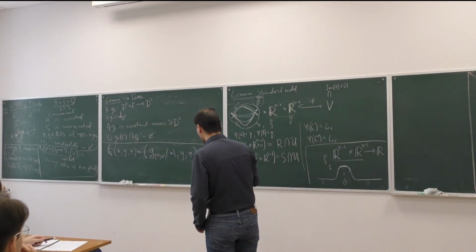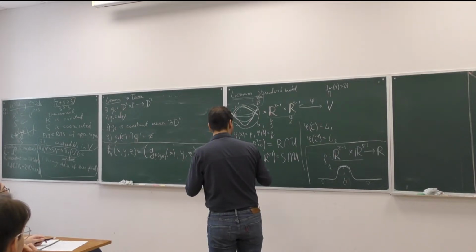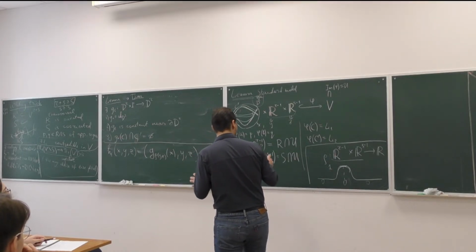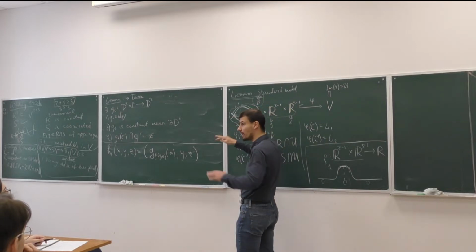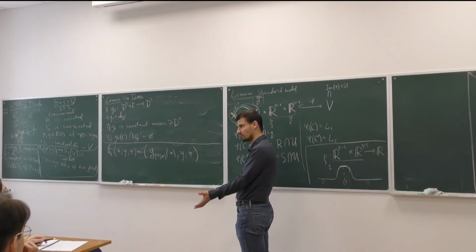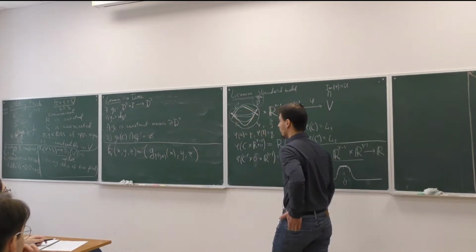So this is an isotopy, which is trivial outside of some compact subset of this coordinate neighborhood, and hence it can be extended to the isotopy of the whole manifold B. So this is a well-defined isotopy of manifold B.